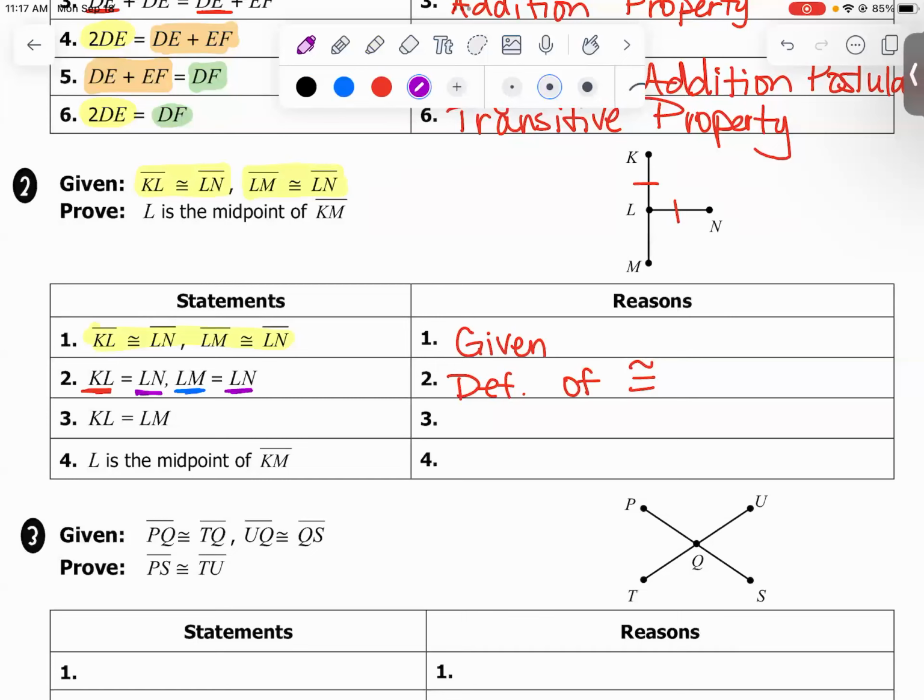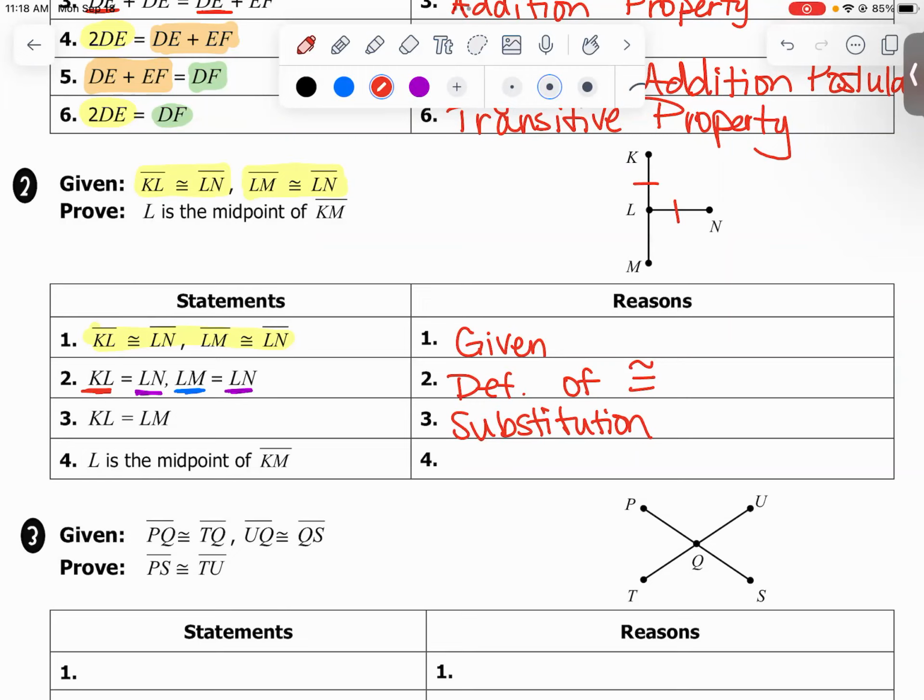So technically, this is the substitution property, because I'm taking the purple, LN, and I'm replacing it with what it equals, LM. Technically, it's not the transitive property because the purples aren't right next to each other in our 2 statements. Do you see what I'm saying? But I'm probably not going to throw a big fit about it if you were to put transitive property because it almost is. That's not the hill I'm going to die on.